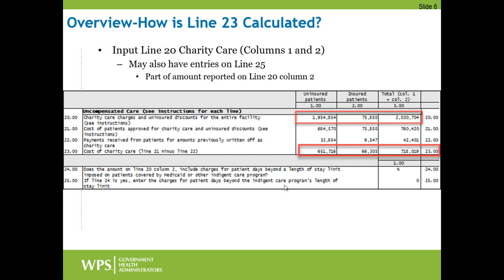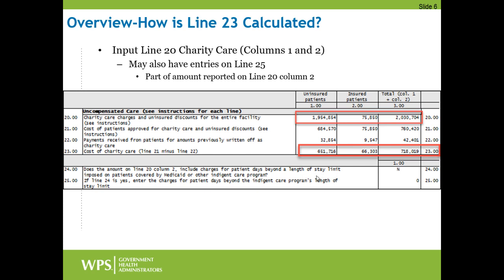Now, line 24 and line 25. The screenshot I've provided does not have any, and therefore line 24 is no. Line 24 asks for situations where there were patient days that extended beyond the length of stay limit for a Medicaid or other indigent care program. In those situations, assuming the provider's policy allows that to be written off for charity care, then that charge amount will still be allowed to be reported on Worksheet S-10, but it's going to be reported under the Insured column 2.